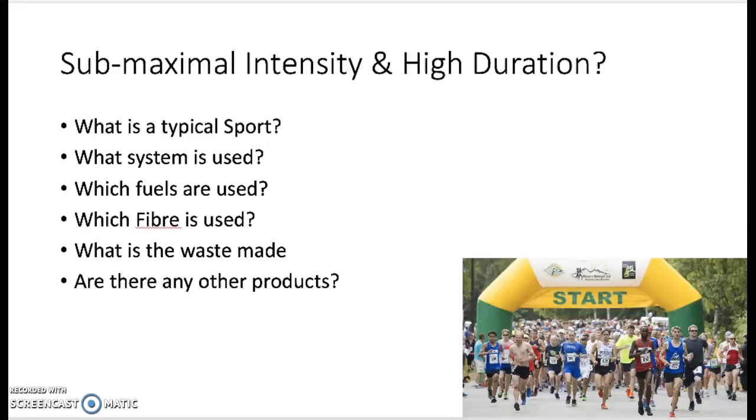Submaximal intensity and hydration. This is typically for a marathon. The system uses the aerobic system. The fuels are oxygen, fats, carbohydrates and protein. Fiber is slow twitch. The waste is lactic acid or hydrogen ions, and other products are carbohydrates for the Krebs cycle and H2O water for the ETC cycle.